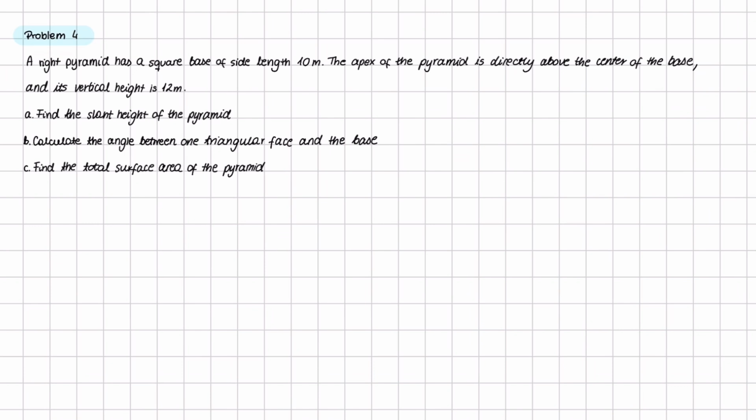Problem 4. A right pyramid has a square base of side length 10 meters. The apex of the pyramid is directly above the center of the base, and its vertical height is 12 meters. A. Find the slant height of the pyramid. So the best thing that we can do in here is to draw our right pyramid to see how it looks, and to basically see what we are looking for.